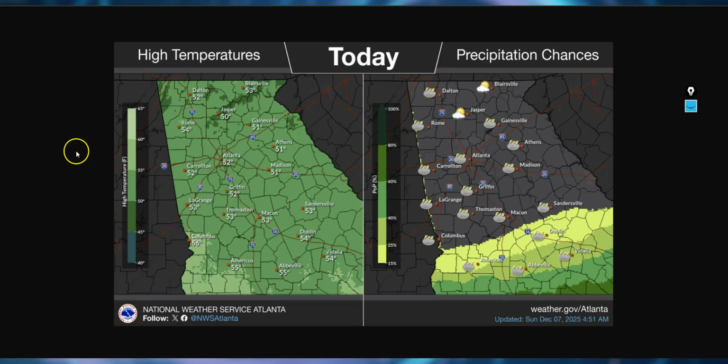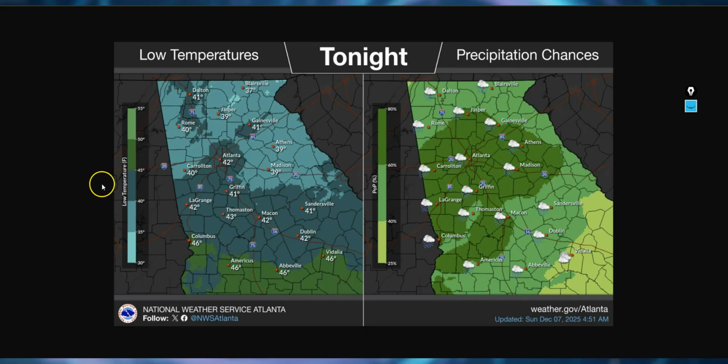For today, precip chances really decrease to the north here, with the highest precip amounts possibly in southern Georgia, which we saw on the radar. Just highs in the 50s generally for most of Georgia today. Lows tonight in the 40s for most of the state, with the upper 30s here in the north. And we've got increasing rain chances again tomorrow, although it's not going to be heavy rain.